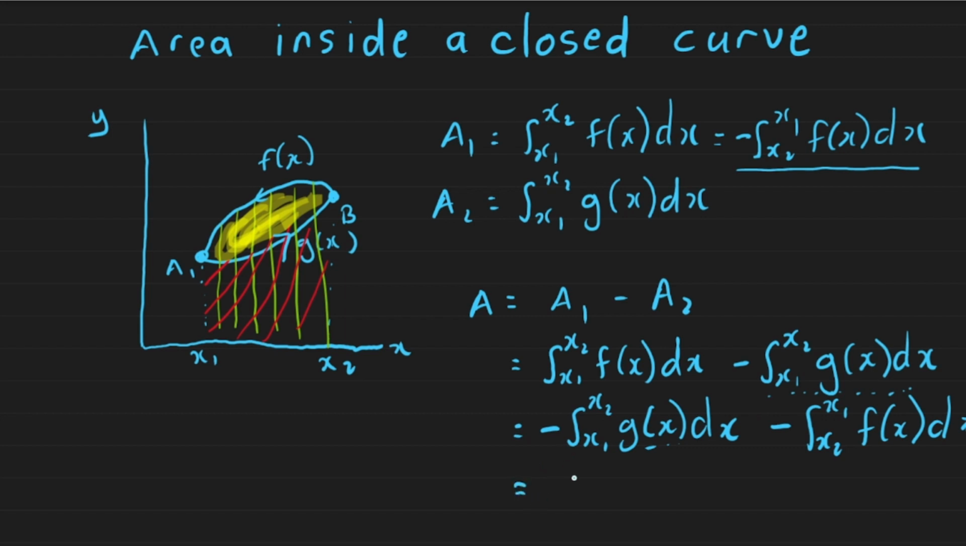We're just going to take the negative out as a common factor. So what we're left with is the integral from x1 to x2 of g of x dx plus the integral from x2 to x1 of f of x dx.